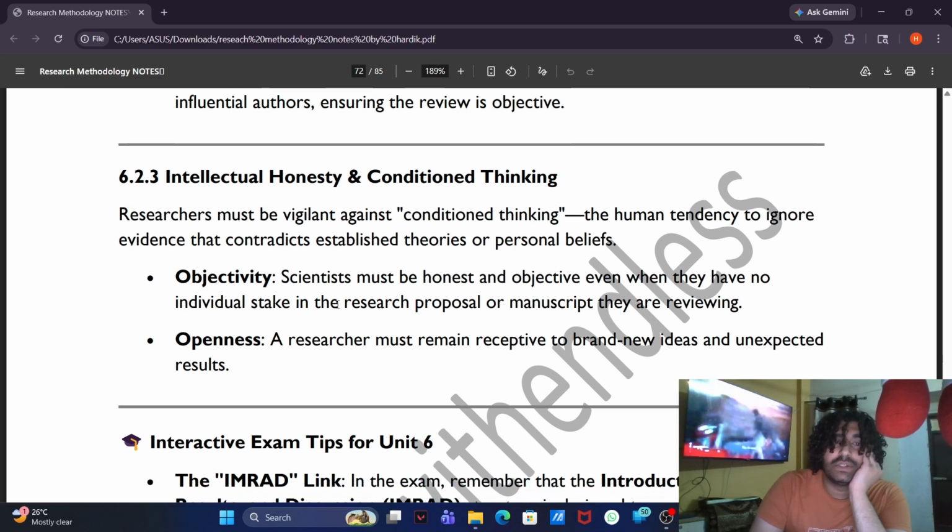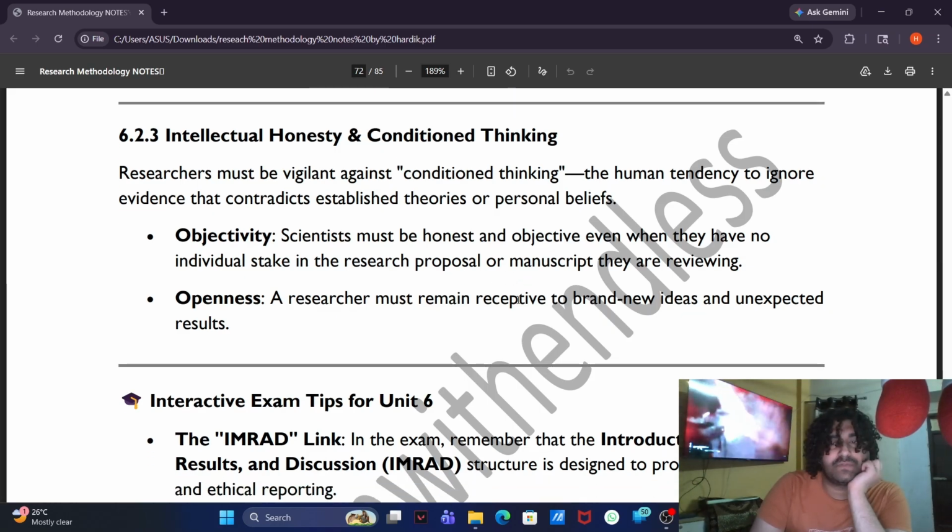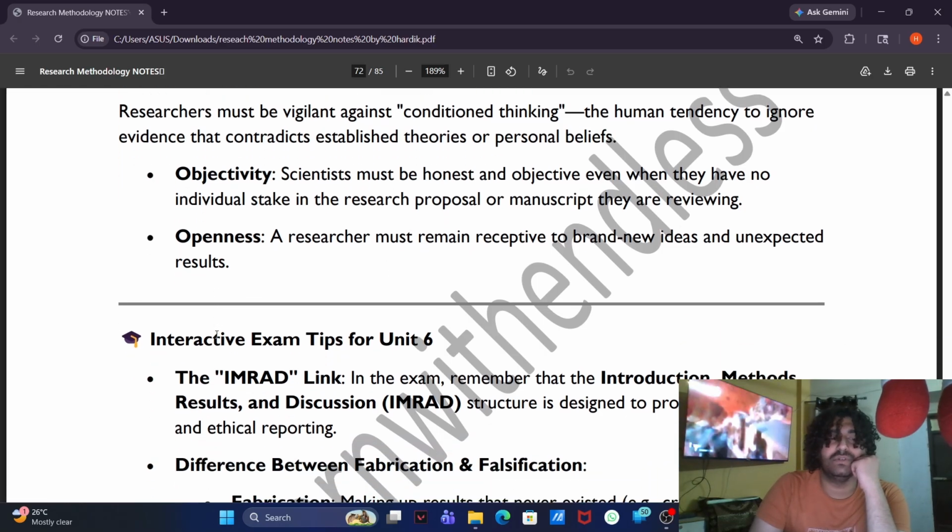Objectivity. Scientists must be honest and objective even when they have no individual stake in the research proposal or manuscript they are reviewing. Openness: a researcher must remain receptive to brand new ideas and unexpected results.